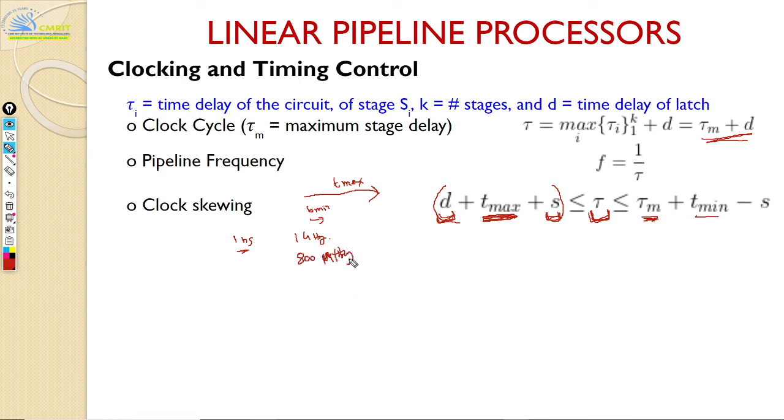Can I give this? It may not be true, because even though your slowest guy is really slow, the fast guy is too fast. So now you should not miss his next input, I mean next output. Now what will happen is this.